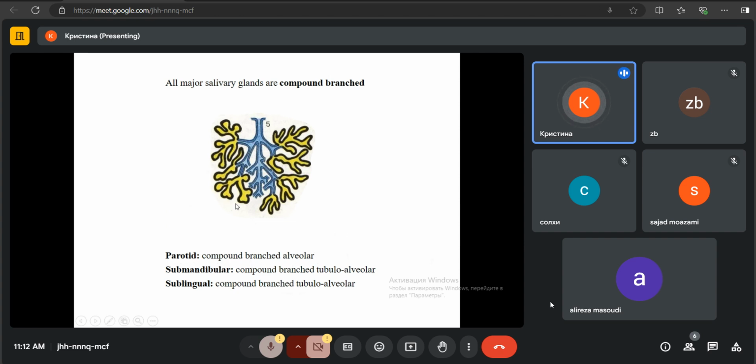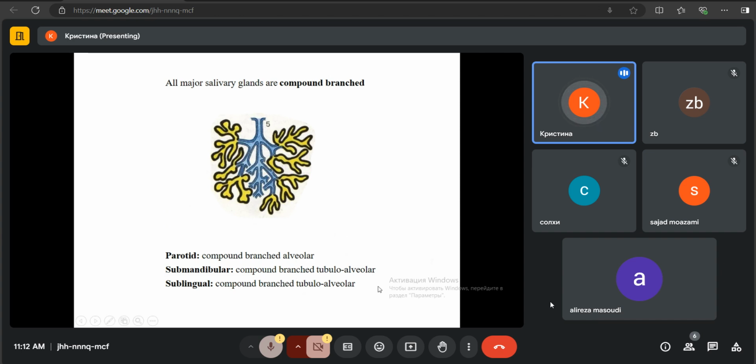It means that they have only the alveolar type of secretory portions. Submandibular glands are compound branched tubuloalveolar, and sublingual glands are also compound branched tubuloalveolar. It means that they have both alveolar, round secretory portions, and tubular, elongated secretory portions.